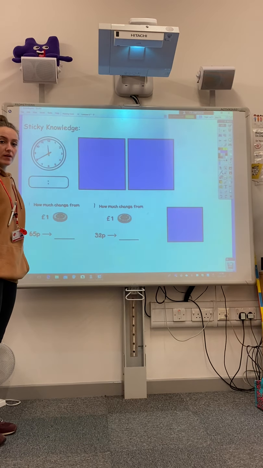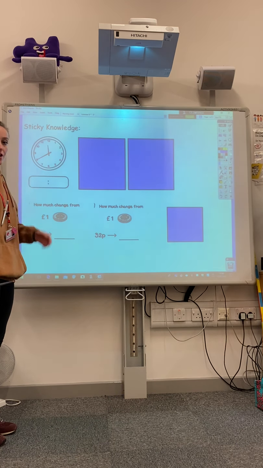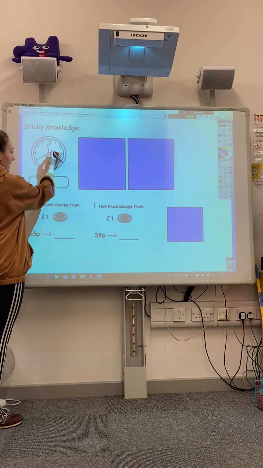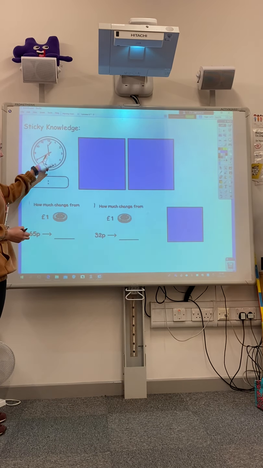Maths input to help you with lesson 6, but we're going to start with some sticky knowledge. Some of these questions have been taken from those Big Maths tests that we've been doing in school. The first one is to do with time, and this little hand here is the hour hand, and this long hand here is the minute hand.